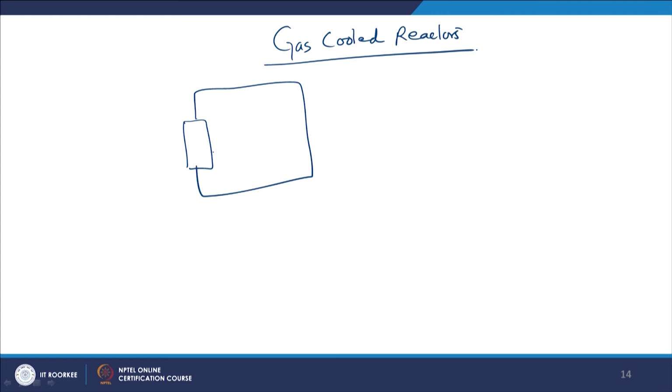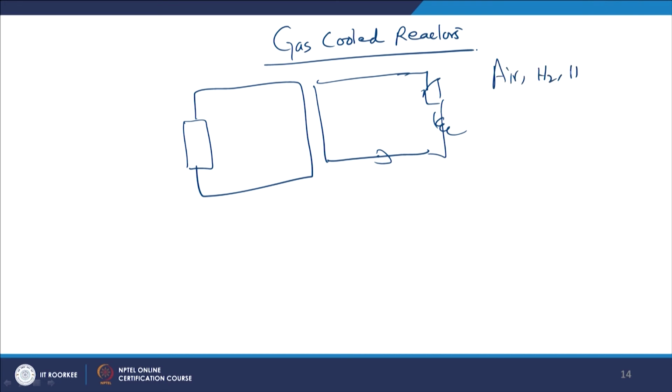The next is the gas cooled reactor. If you draw the schematic, most reactors have this type of schematic: condenser, pump. Here, gas is used instead of liquid as a coolant. So air can be used as a coolant; hydrogen, helium, and carbon dioxide can also be used as a coolant.